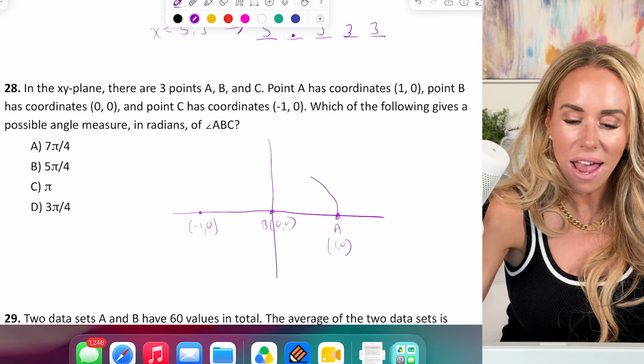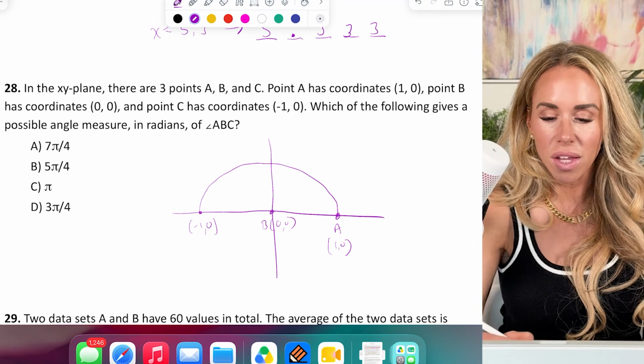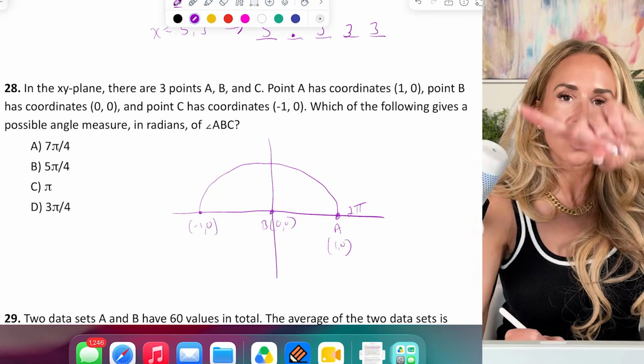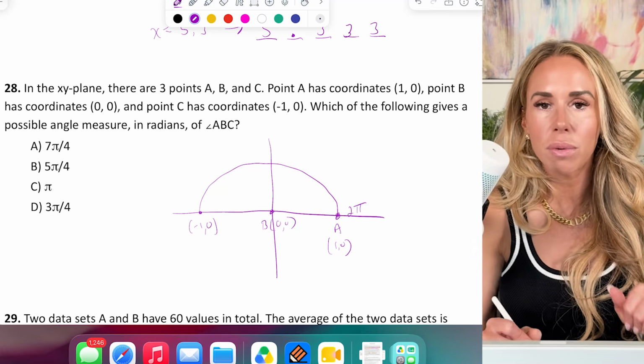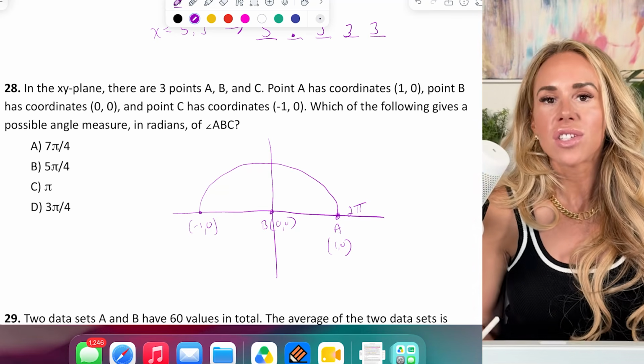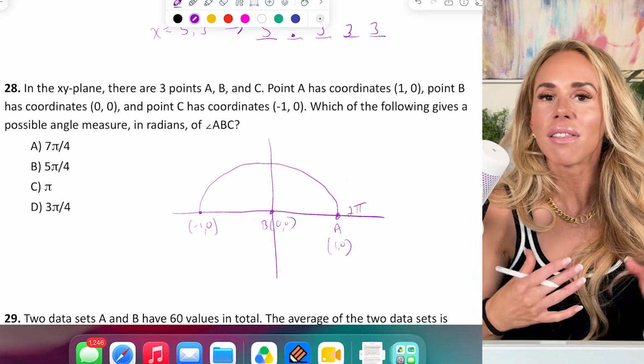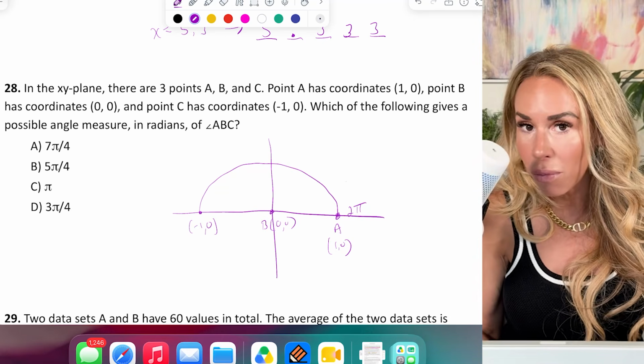And then they said C is at -1, 0. Now, we are halfway around this circle. And just so you know, a full rotation is 2 pi. So if we went all the way around, it would be 2 pi radians. So anytime you do a full rotation, it's 2 pi. So let's say you're going to rotate 12 pi.